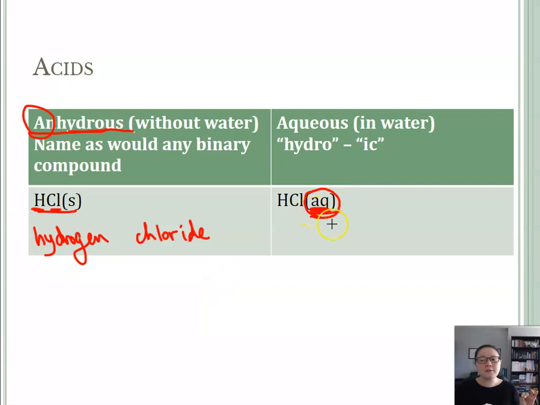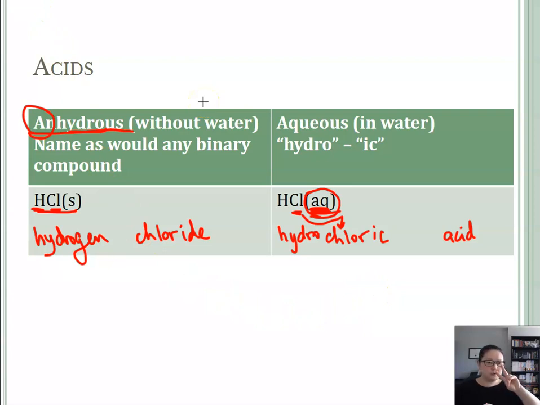However, once you see that you have that AQ, it's in water, you do change the naming a bit. You are going to name it as an acid, and if it's a binary acid, so if there are only two elements, hydrogen and that one other thing, you're going to add the prefix of hydro, and then you're going to put the name of that second element and change the ending into IC. And so HCl(aq) is hydrochloric acid.